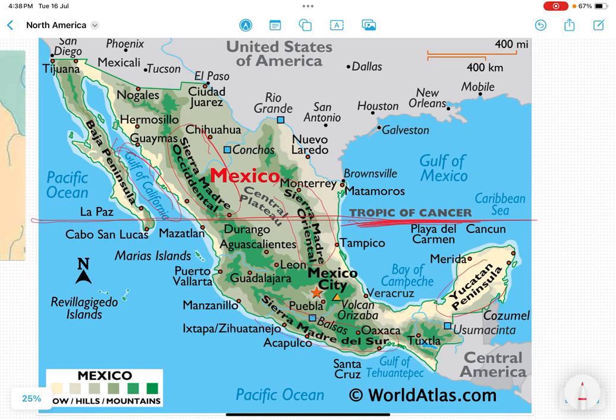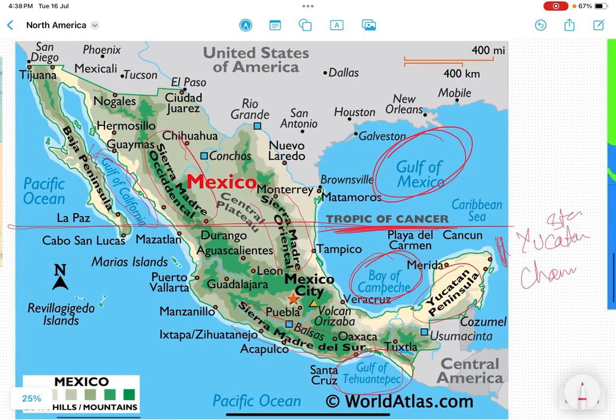This is Yucatan Peninsula. This is Yucatan Channel. You should remember that. Yucatan Channel or Yucatan Strait, you also call it, right? We have Gulf of Mexico. We have Bay of Campeche. We have Gulf of Tehuantepec, right? Mexico City is right here in between, right?